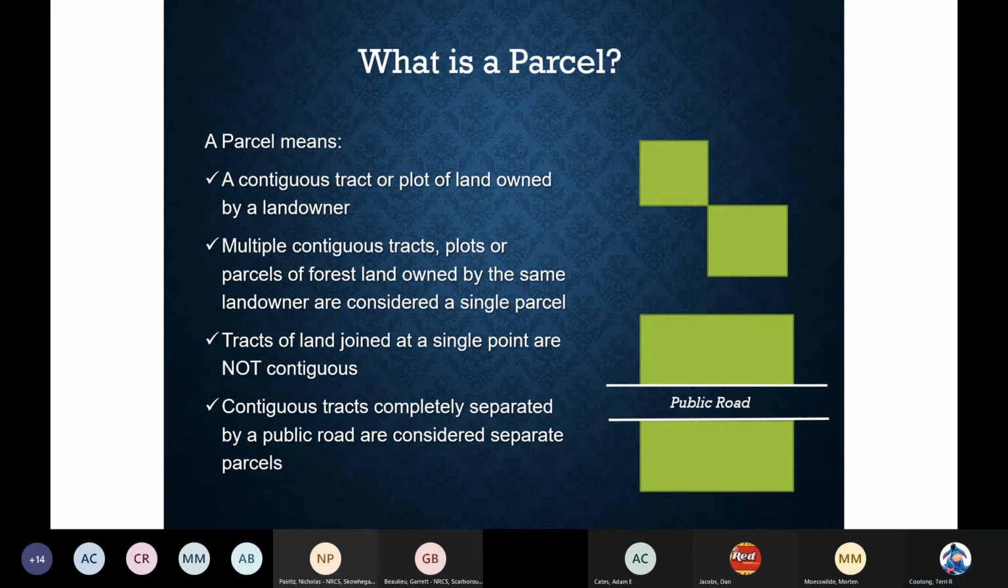Contiguous tracts that are completely separated by a public road are considered separate parcels. So if you buy something on one side of the road and you buy something on the other side of the road, then we consider that to be two separate parcels. So understanding what a parcel is is very helpful in understanding these rules.